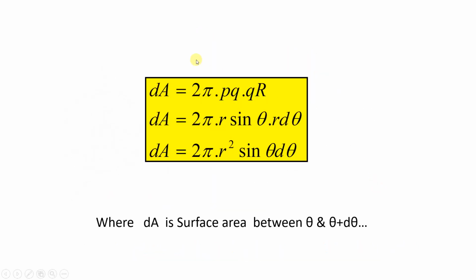If I consider only the radial variable and the polar angle, the elemental area dA is PQ into QR. But I also need to consider the azimuthal angle, and as we talked earlier, the azimuthal angle varies from 0 to 2 pi. So I take the maximum value of the azimuthal angle as 2 pi. The elemental area dA becomes 2 pi into PQ into QR. Substituting PQ as R sine theta and QR as R d theta, we get the elemental area dA as 2 pi R square sine theta d theta.